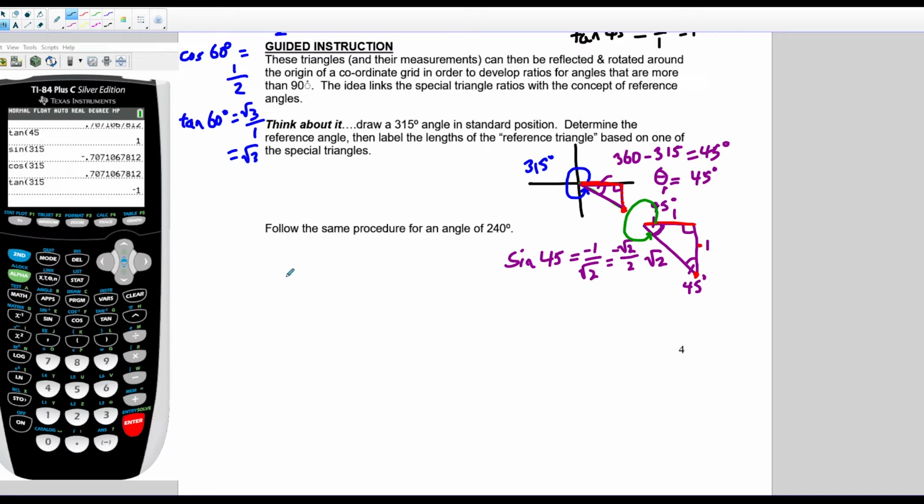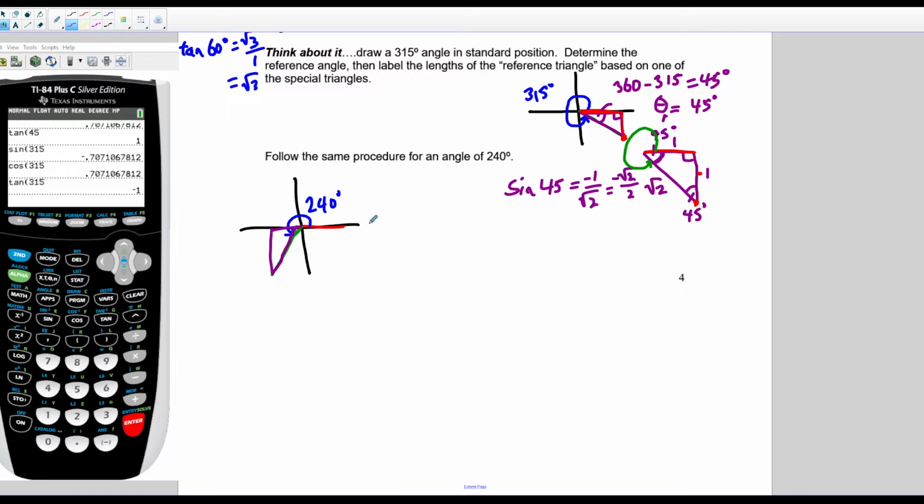Let's do the exact same thing with 240. So let's draw a Cartesian plane. So again, with our initial arm, we're going to draw our terminal arm here in quadrant number 3. So 240, we end up somewhere, let's say about here. And we have our angle in standard position. So that's going to be 240 degrees. And then measuring our reference angle, let's do this in purple. We're going to end up with a triangle that looks just like this.